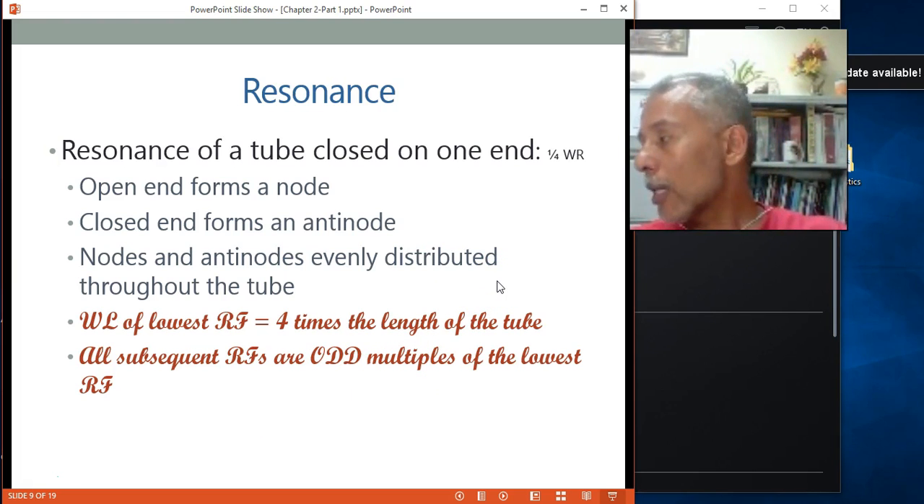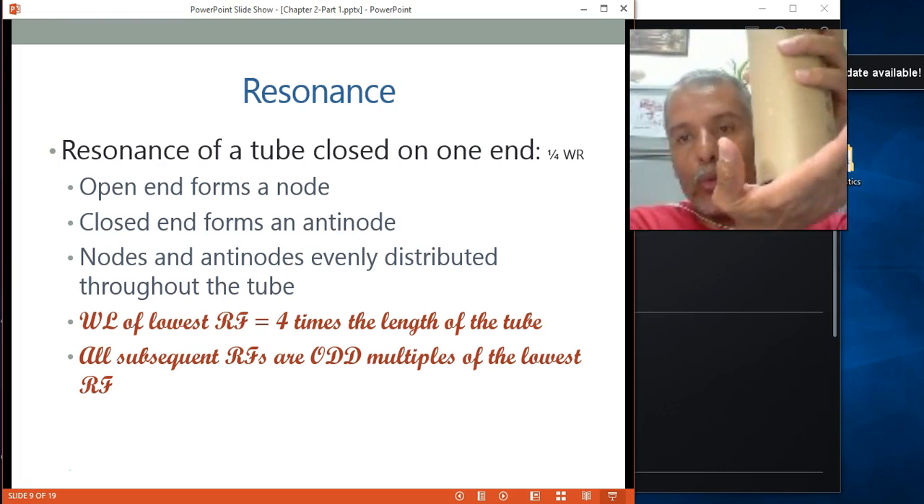Now we look at the resonance of a closed tube resonator.